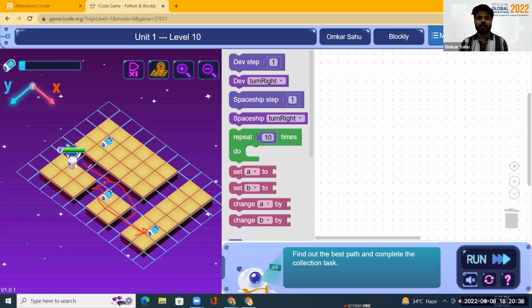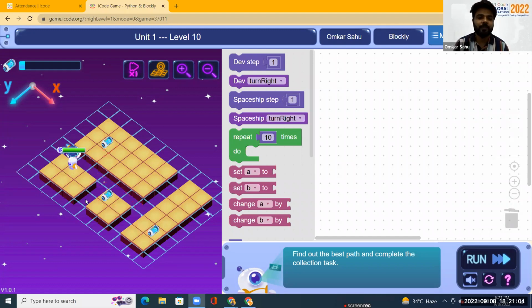So what we can do is ask the spaceship to come forward. It should go back and forth, and then come all the way here, then take a right turn, take one step here and stop here. And then we will do the same thing back and forth, and we will get the right code for it. I hope I have told you how to solve this level.